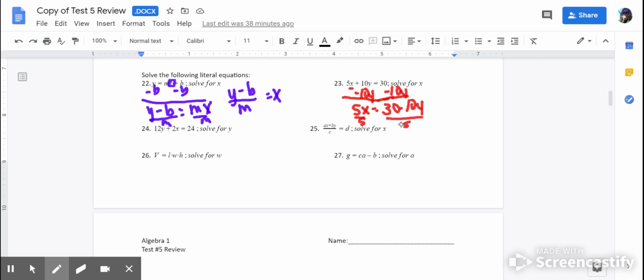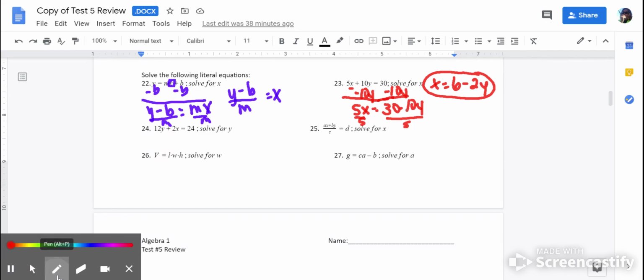You could leave it 30 minus 10y over 5, but if you notice, 5 will go into 30 and 10 evenly, so I'm going to simplify this as much as it can be. 30 divided by 5 is 6, and 10 divided by 5 is 2. So my answer will be x equals 6 minus 2y. Remember, it's negative because we had a negative 10y right here.